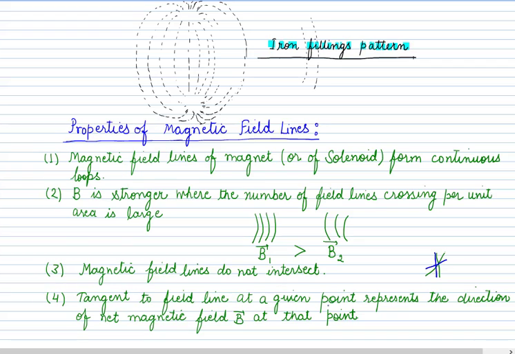Similarly, if you want to find the direction of the electric field, then you have to draw a tangent on the electric field lines, and that will give you the direction of the electric field. So all these are the similarities between the magnetic field lines and electric field lines. So let us have a quick look at the magnetic field lines and electric field lines.